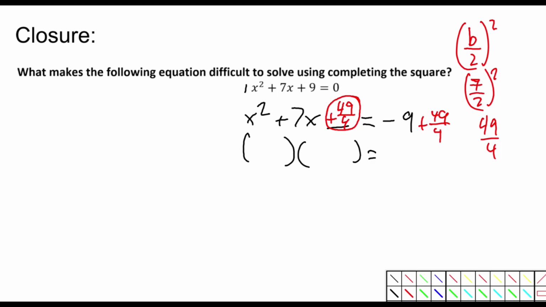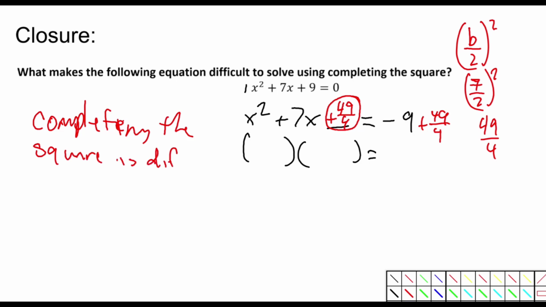So what we should know from this problem is completing the square is difficult if b is an odd number. That's what we should know from this.